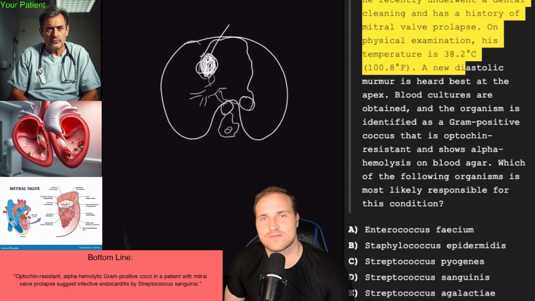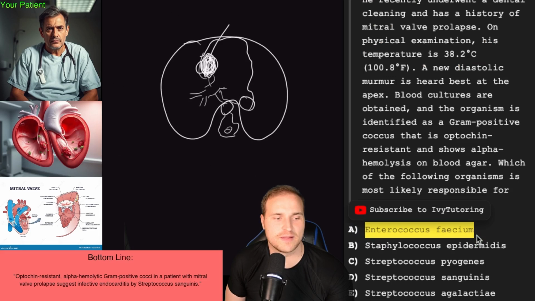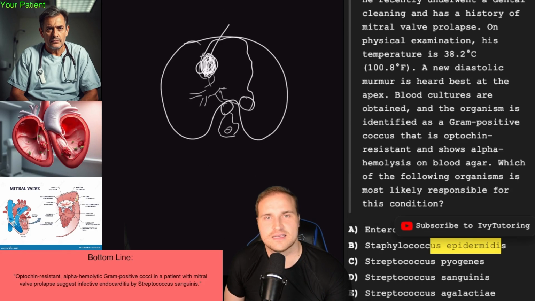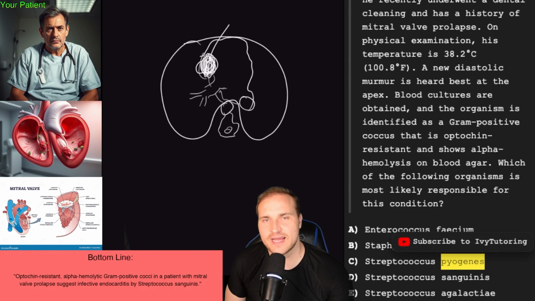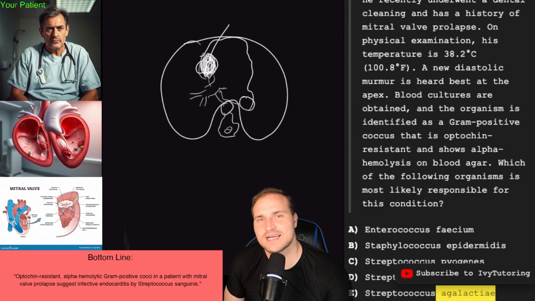Now, there are a lot of kind of freaky options here, but we can break them down one by one. A, that's associated with like GU instrumentation. It's a nosocomial infection, and that's not associated with dental procedures. Epidermidis, that'd be with prosthetic valves and catheters. Streptococcus pyogenes, that's a group A strep. You'd have pharyngitis and impetigo. And agalactiae would be the group B strep, and that's neonatal sepsis.